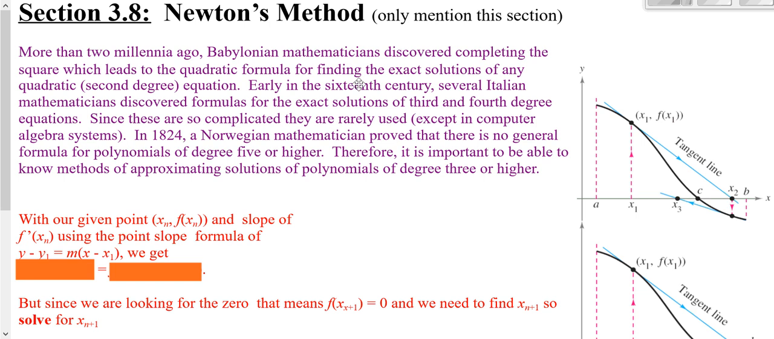Later in the 16th century, a couple mathematicians figured out how to solve the third and fourth degree equations and get exact answers. But because these are so complicated, we rarely use them except with computer algebra systems. To be able to solve stuff that's degree 5 or higher, there are no such formulas. So how do we go about solving these types of problems? Well, one of the ways we can do it is with Newton's method.